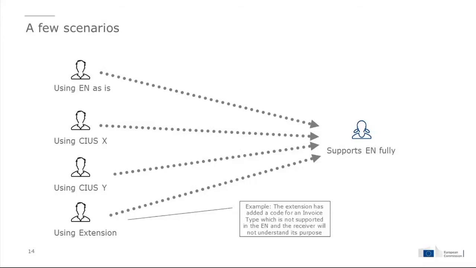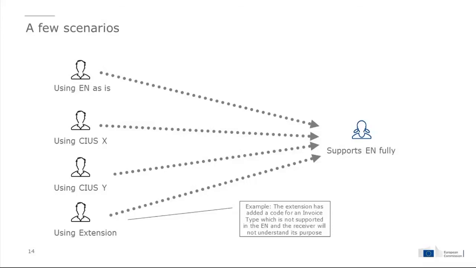Then we have two other suppliers. One has implemented a CIUS X, and the other one has implemented CIUS Y. X and Y have some restrictions in them. Perhaps a few elements are mandatory. And finally, the last supplier here has used an extended version of the European standard and implemented that. So he may be using additional code values which are not mentioned in the standard.